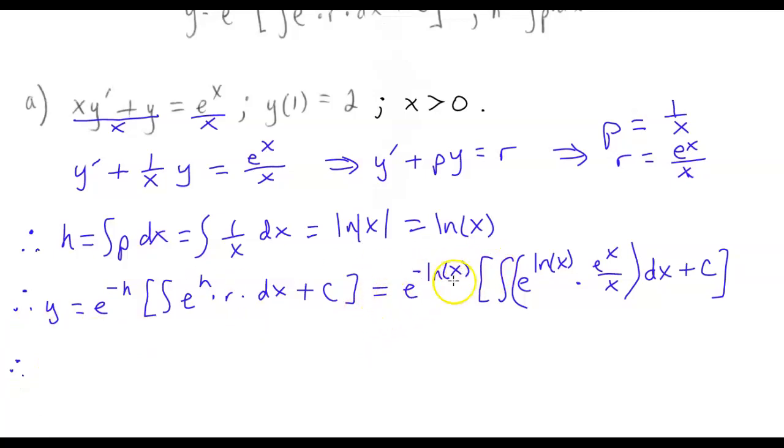Of course, here, e raised to the negative natural log of x, we could rewrite this as e raised to the natural log of 1 over x. Of course, we can do that because if we take negative natural log of x, using logarithm properties, we can rewrite it this way. And of course, x raised to the negative 1 is the same as 1 divided by x. So that's why we're able to do that.